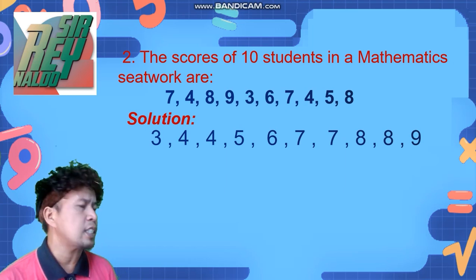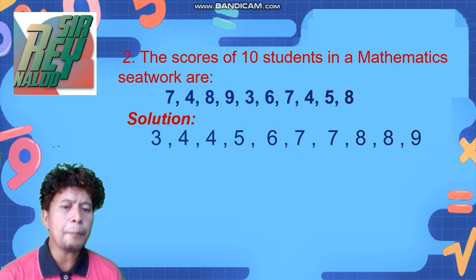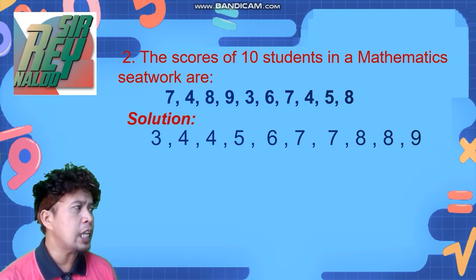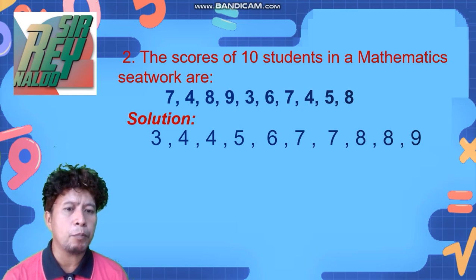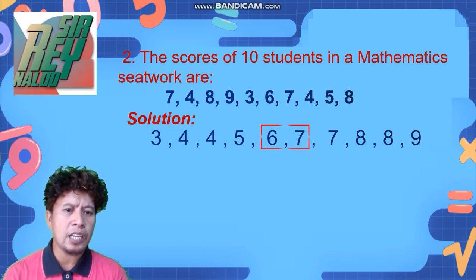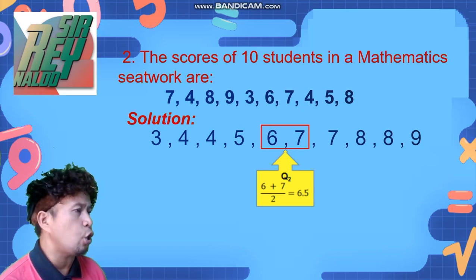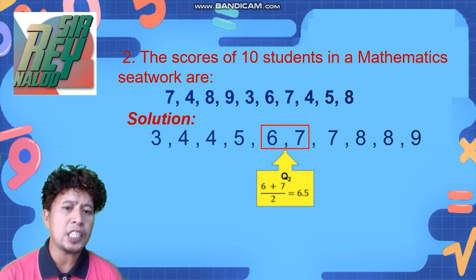3, 4, 4, 5, 6, 7, 7, 8, 8, 9. Okay. Since the number of elements is even, we cannot choose between 6 or 7, right? So what we are going to do is consider the 6 and the 7 to be the middle points. Thus, 6 plus 7 divided by 2 is equal to 6.5. So, ang ating Q2 or ang ating median ay 6.5.